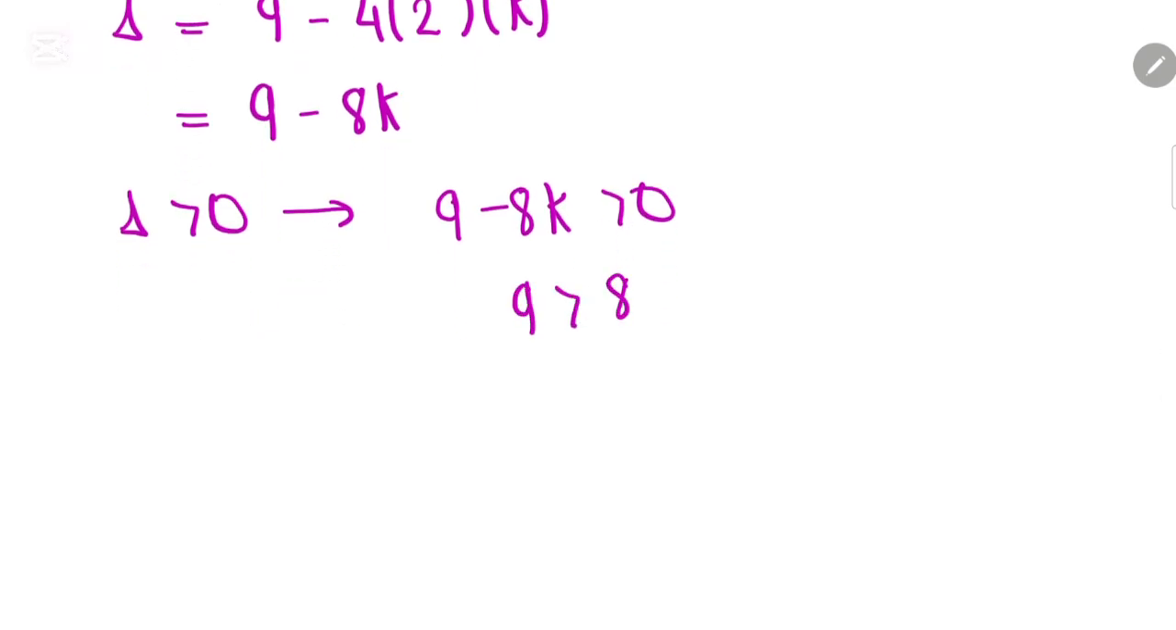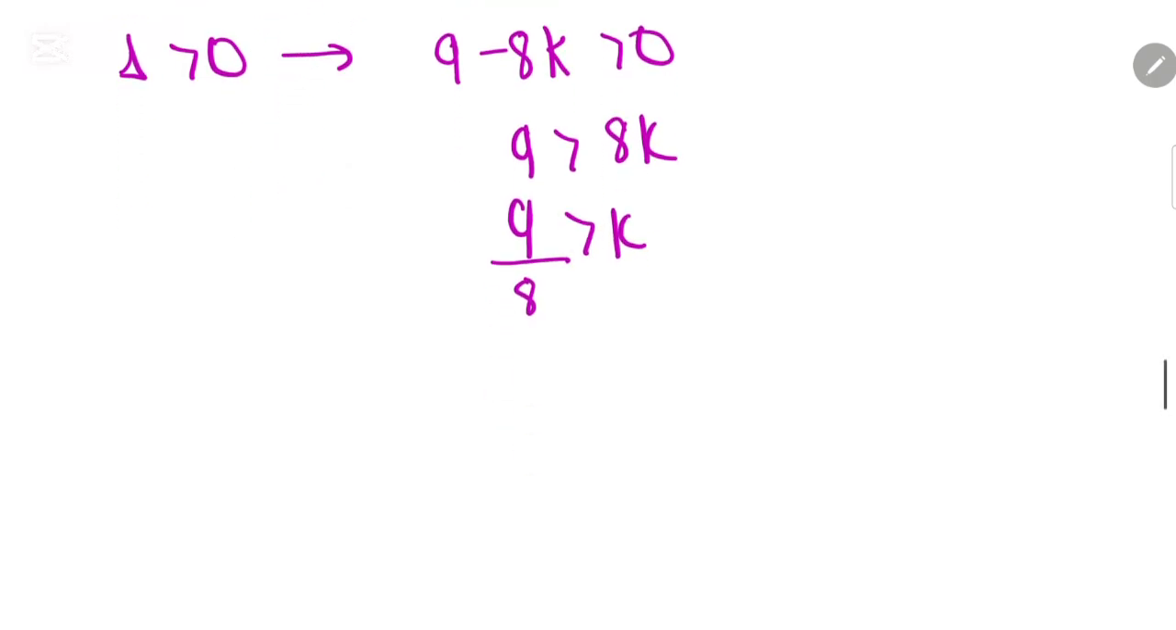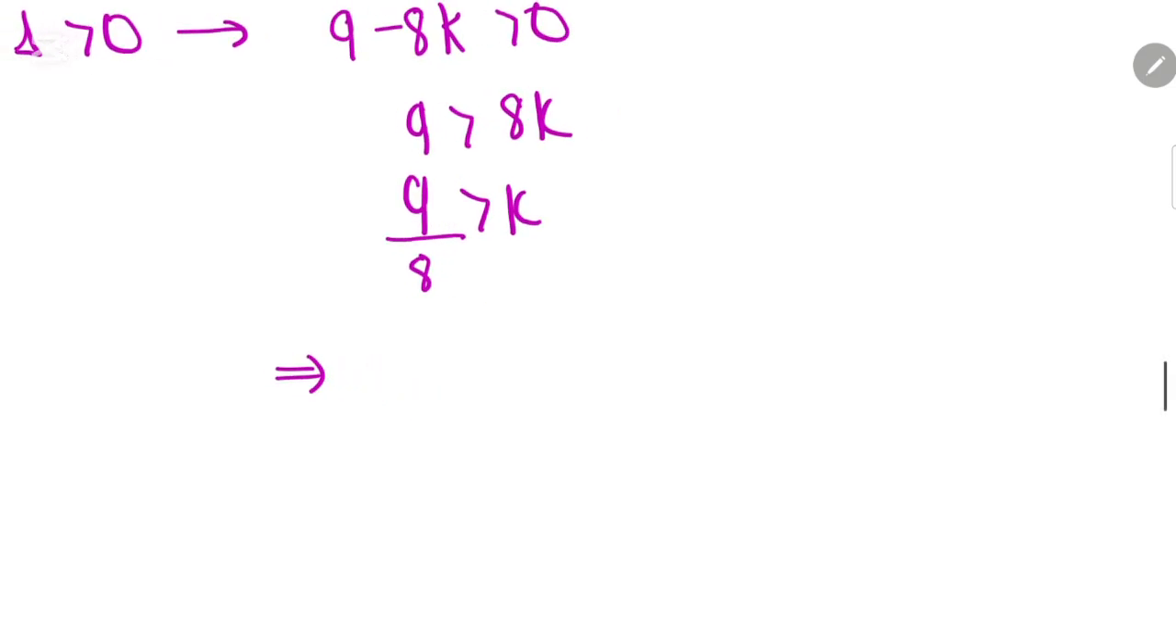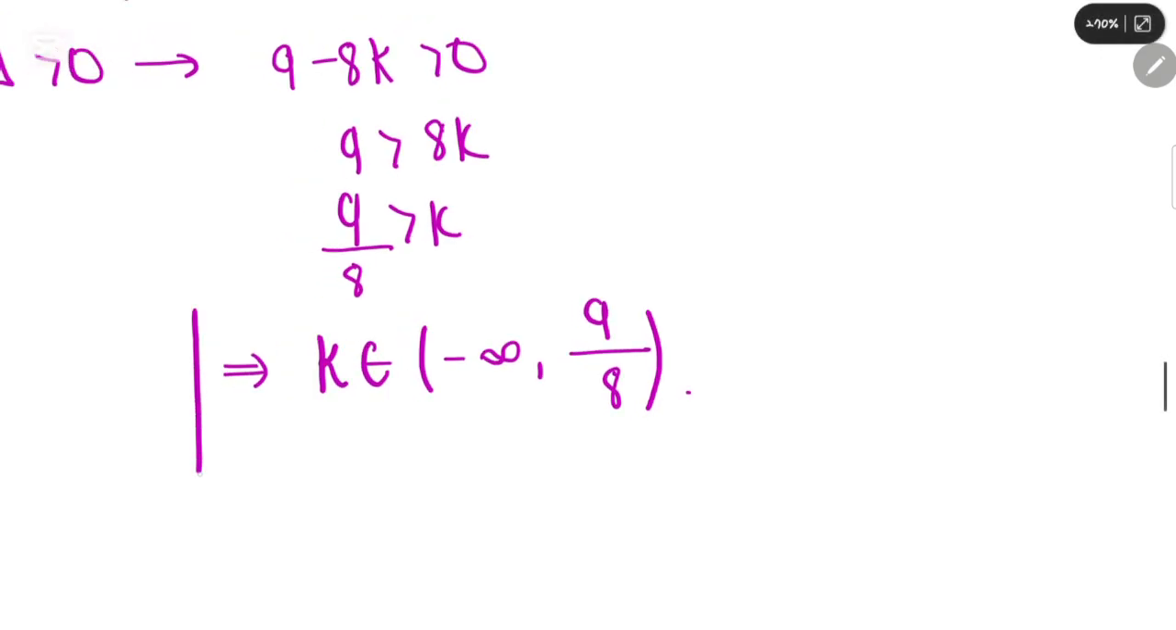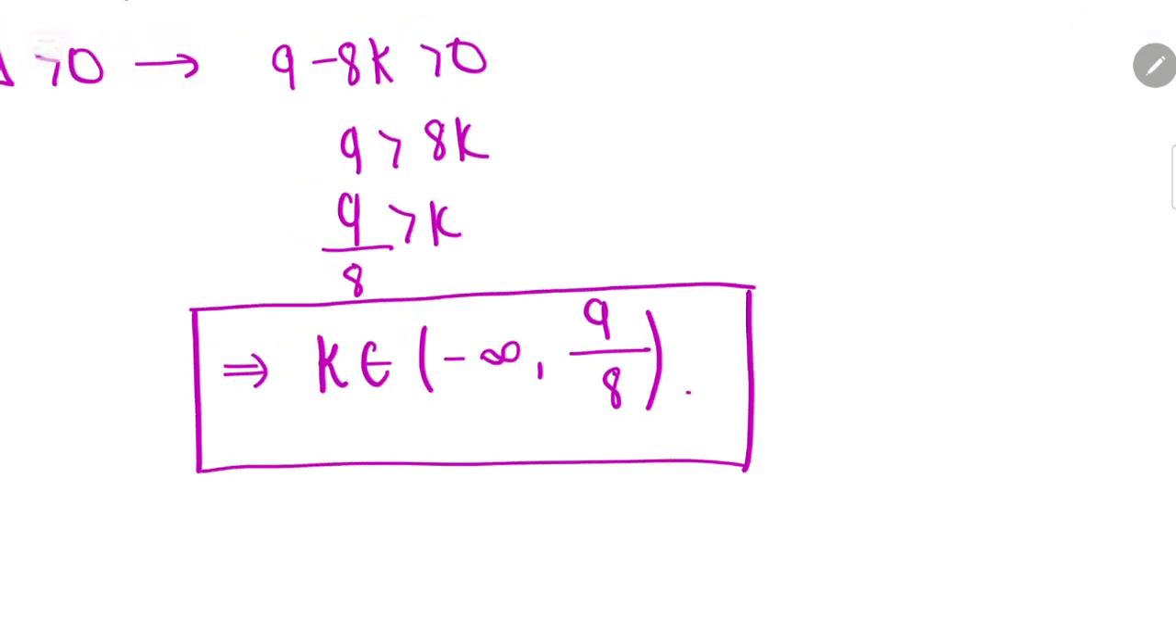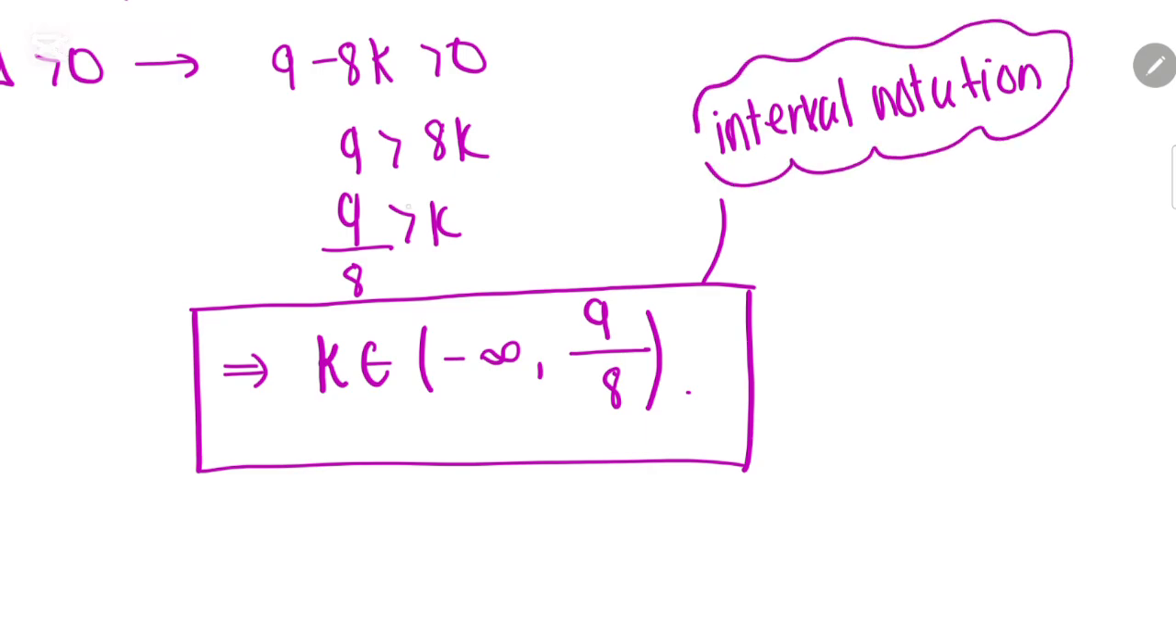So 9, you move k to the other side, k is 9 over 8. k is smaller than 9 over 8. So you can express this as k belongs to the round brackets from negative infinity to 9 over 8. Okay, so that's how you do that, and this is your final answer. This is interval notation. You can leave it as this.